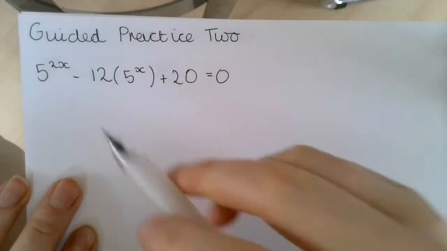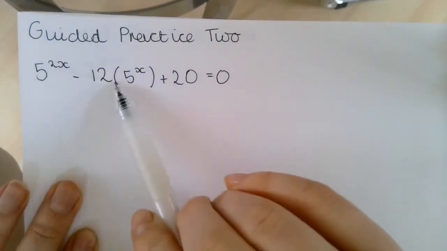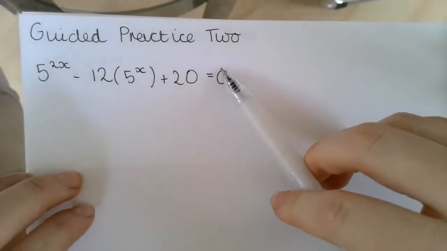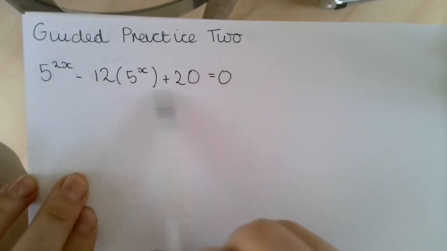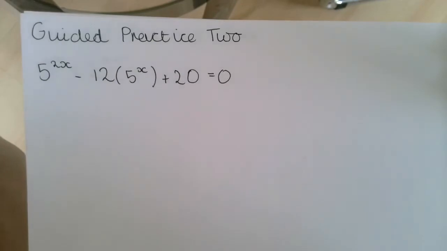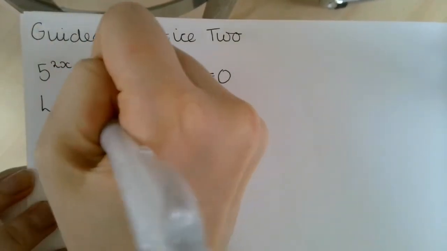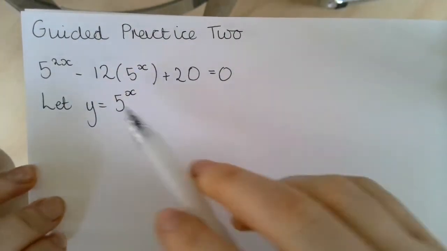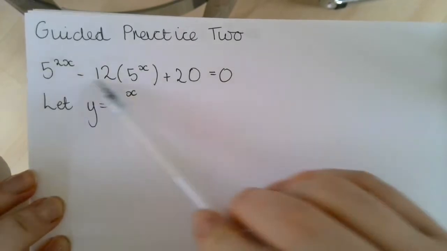We're now being asked to solve this equation here. So we've got 5 to the power of 2x subtract 12 lots of 5 to the power of x plus 20 equals 0. Now, it may not be obvious to see at first, but this is actually a quadratic in terms of 5 to the power of x. So if we let y equal 5 to the power of x, we're going to substitute y into this quadratic equation.